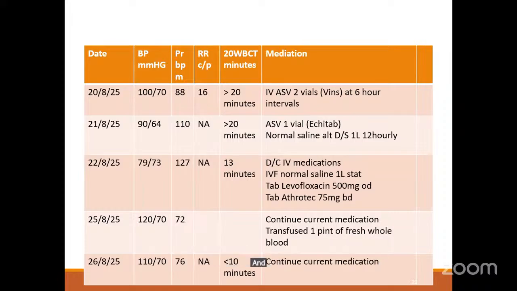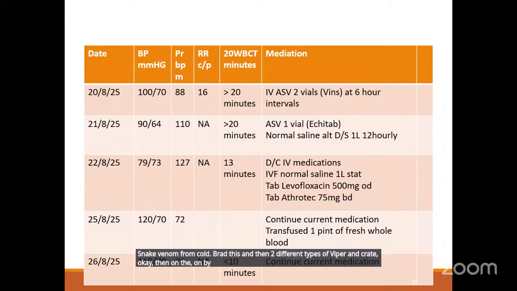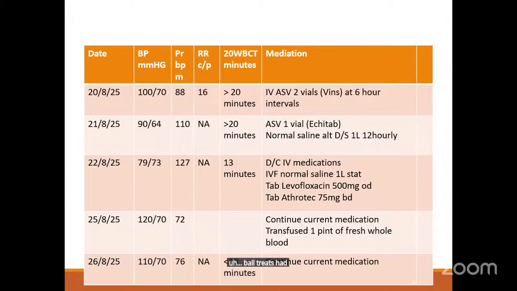And this Veins brand contains 4 different snake venoms, from cobra, and then 2 different types of viper, and krait. Okay. Then by 21st, her pulse rate had increased, showing tachycardia, and then her BP had dropped, okay, showing some form of shock occurring, and then the 20-minute whole blood clotting test was still positive. So they gave her a different brand, Equitab.